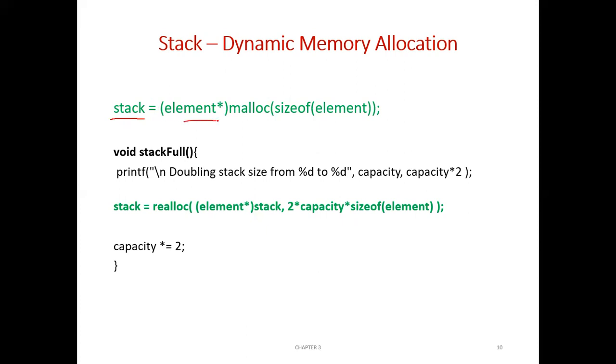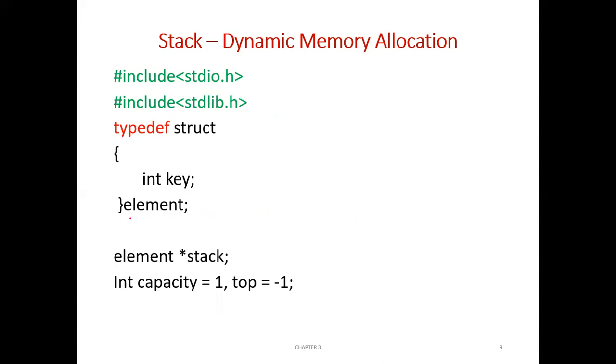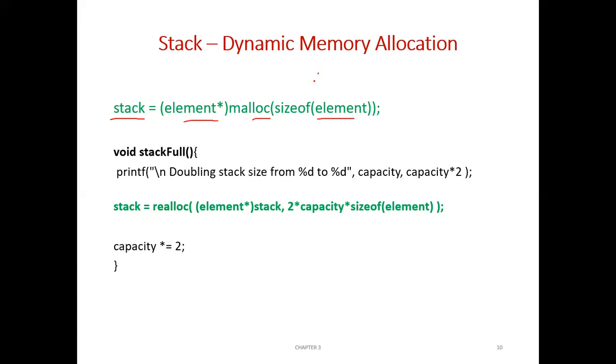stack = (element *) malloc(sizeof(element)). What is element? Element is a user defined data type, which is a structure that contains only one member, key. So what is the size of element? The size of this structure is 4 bytes. Okay, so it means that it will allocate 4 bytes, and the starting address of these 4 bytes will be stored in stack.